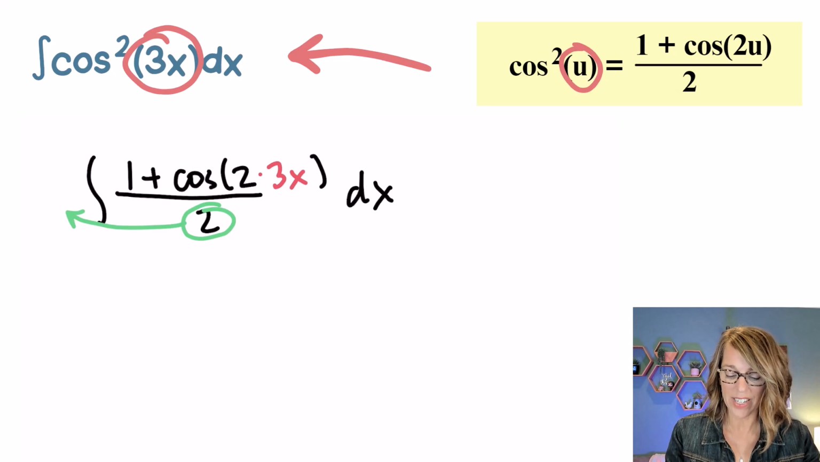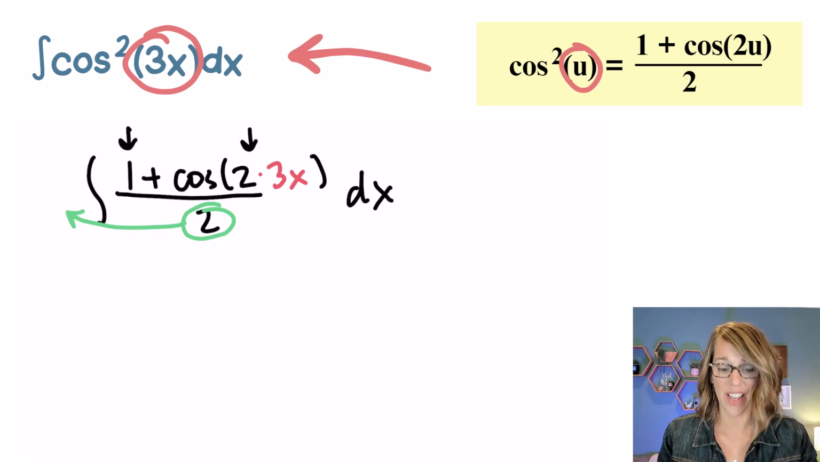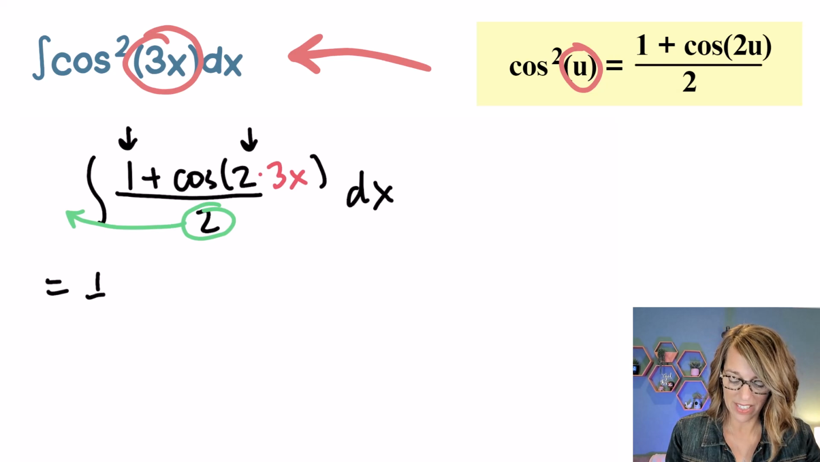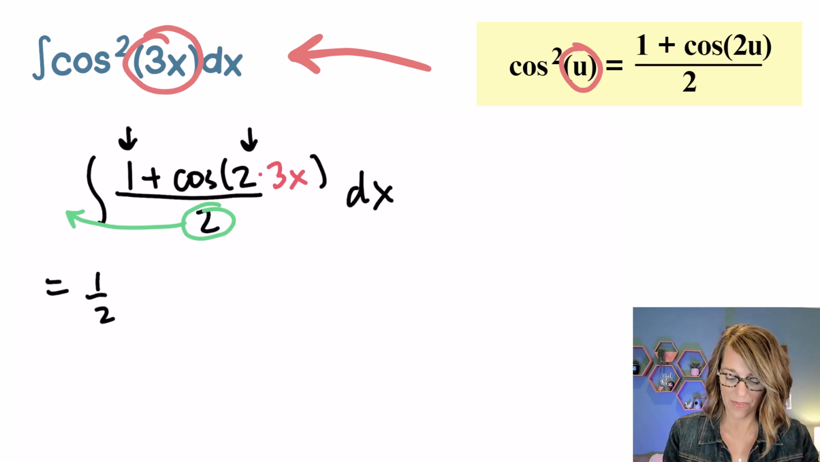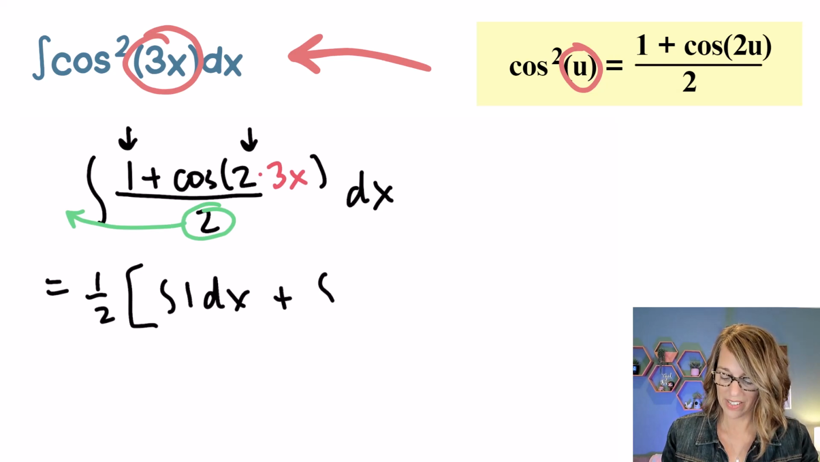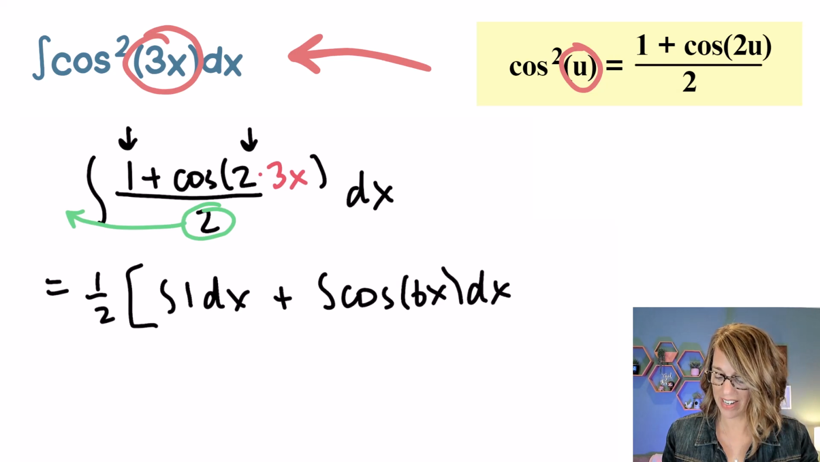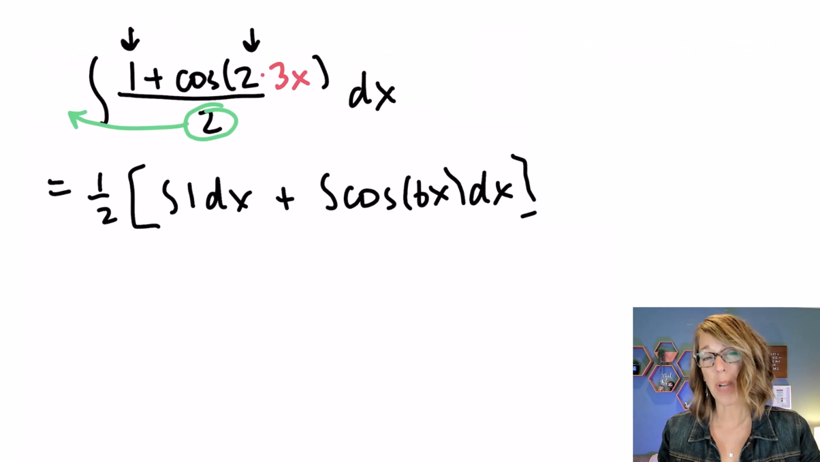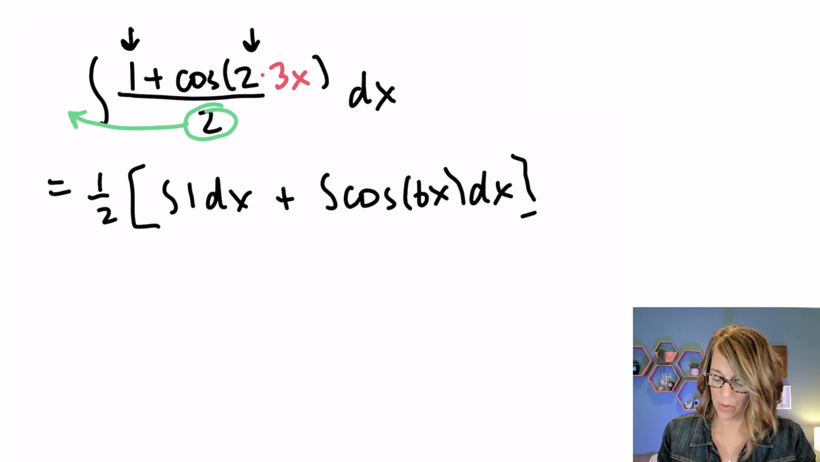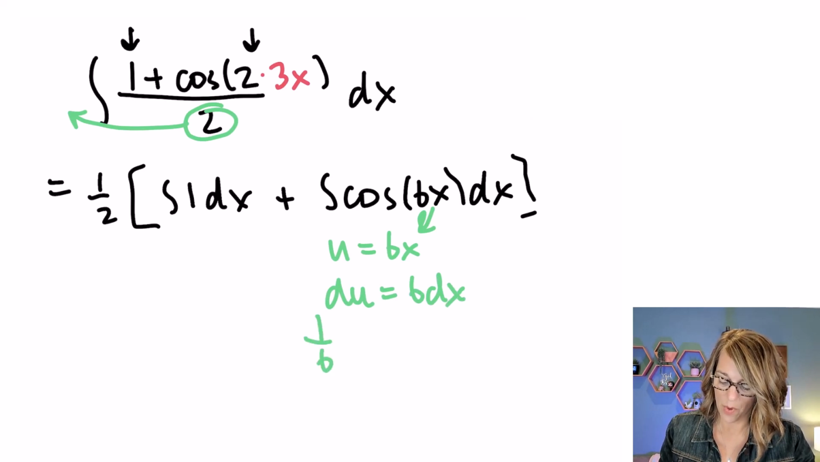And then I can integrate the 1 and the cosine separately. So my next step looks like this. I've got 1/2, and then I've got the integral of 1 dx plus the integral of cosine 6x dx. Now I could use a quick u substitution on that cosine. If I did, u would equal 6x, du would equal 6 dx, and then that would give me a 1/6 du is equal to dx.